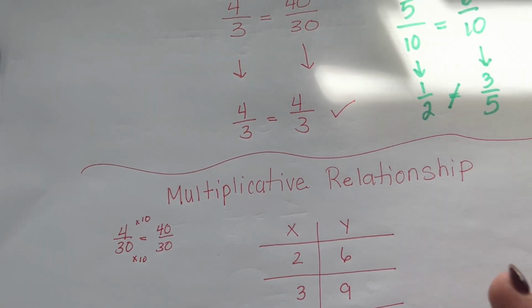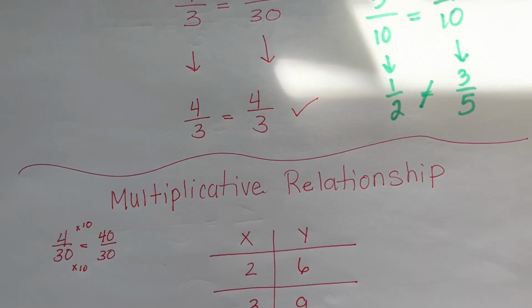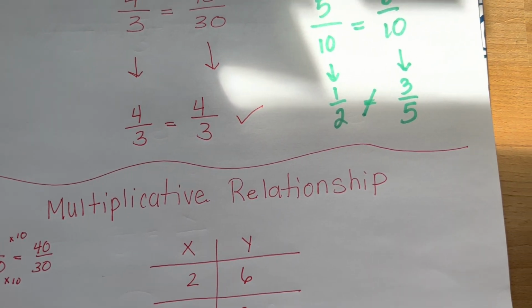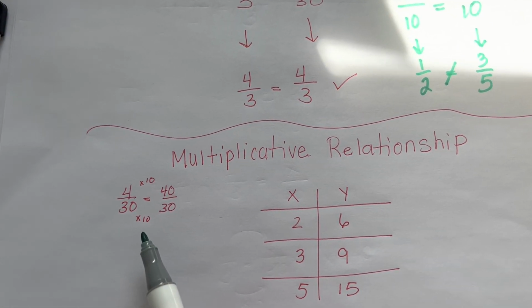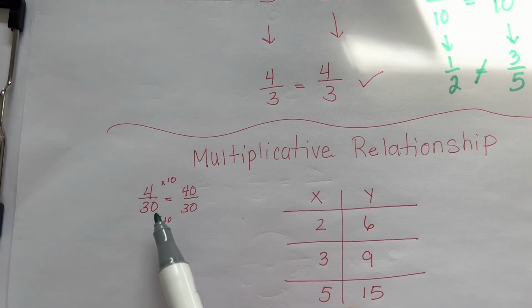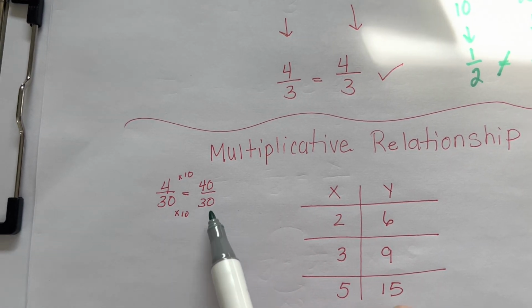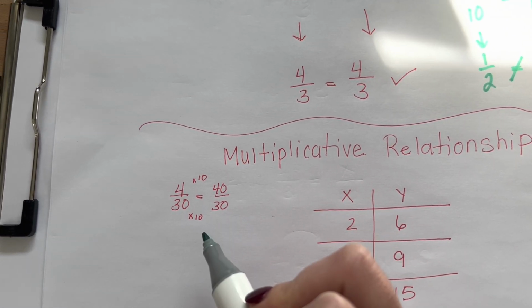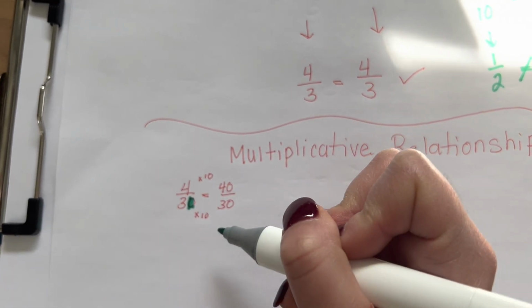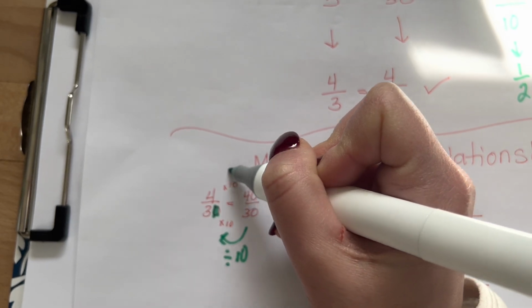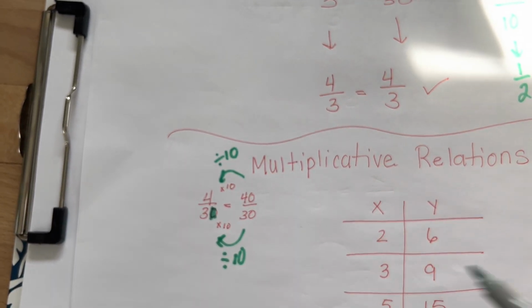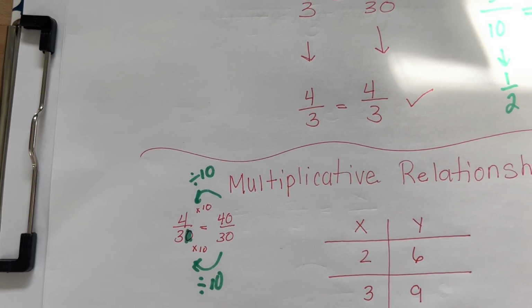Another way to determine whether you have a proportion is to look at the multiplicative inverse, and we can do that the same way we did earlier. If the top and the bottom, you can multiply or divide, right? Because we can go, oops, that's supposed to be 3. We could go this way and we could divide by 10 and we would get the same thing, since multiplication and division are inverse relationships.